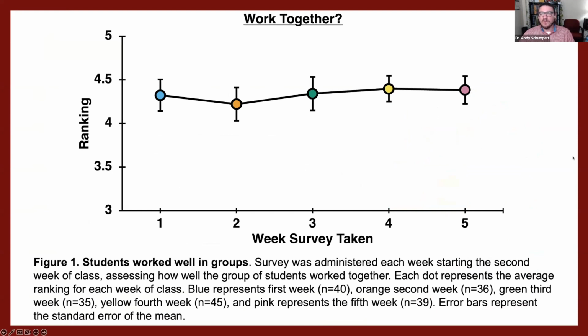So here's some data for you. If you're into data, yay. We color coded everything, weeks 1 through 5 of the survey that was taken. You can see everything on here is above 4. Remember, 5 is the best it can be. And we've got the sample size numbers as well.